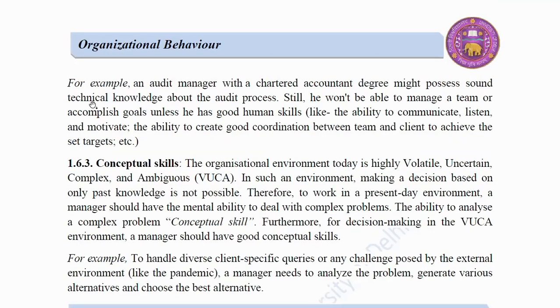For example, an audit manager with the chartered accountant degree might possess sound technical knowledge about the audit process. Still, he won't be able to manage a team or accomplish goals unless he has good human skills, like the ability to communicate, listen, and motivate, the ability to create good coordination between team and clients to achieve the set targets, etc.